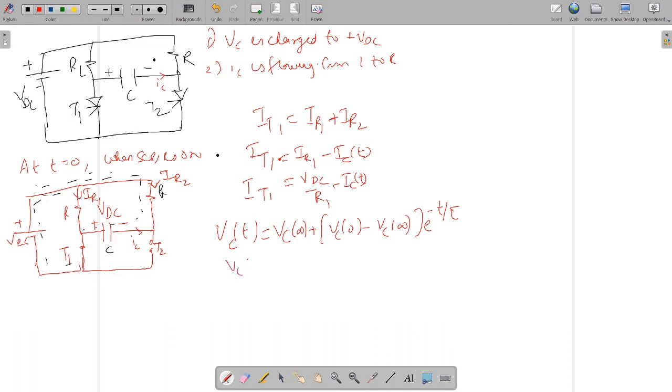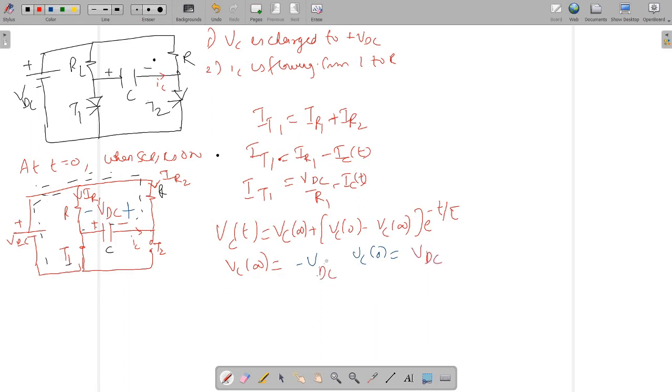So Vc of infinity will be equal to what? Now you can see this capacitor is charging in the opposite direction. It is charging, charging, charging, and at one point it will become plus here and minus here. So it means you are charging in the opposite direction and it is charging to minus Vs. So this one will be minus Vs. Now similarly, Vc of 0, the initial capacitor voltage, sorry, I think it is VDC. So VDC we will write, and here that is plus VDC.